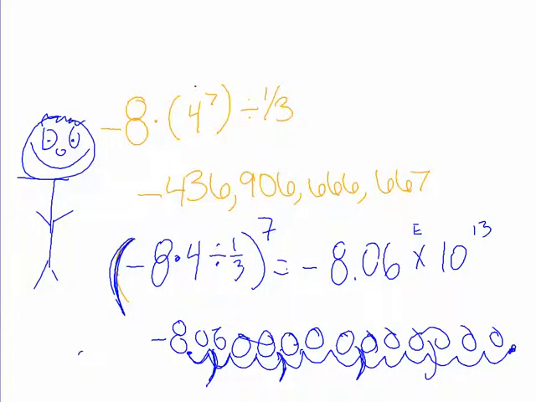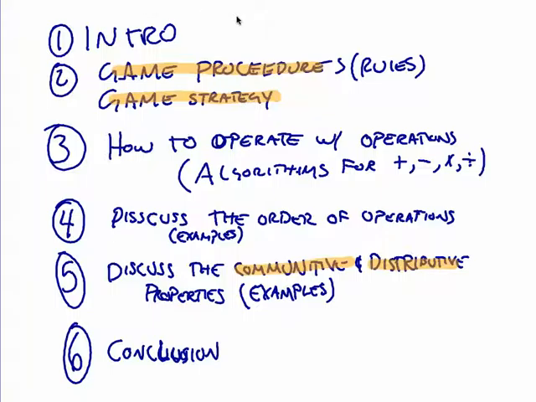And in this report, you have to have essentially 6 paragraphs. And here's how I suggest you break them down, and this aligns perfectly with your rubric that I've given you, so you should follow your rubric. You're going to have an intro, then your second paragraph, I would include the game procedures, that's the rules, and the game strategy, the strategies people use to win. The third paragraph is how you operate with operations, and that includes all algorithms for addition, subtraction, multiplication, and division. Don't forget, you need to include positive and negative numbers, and this is going to be your largest paragraph. 4, you're going to discuss the order of operations.